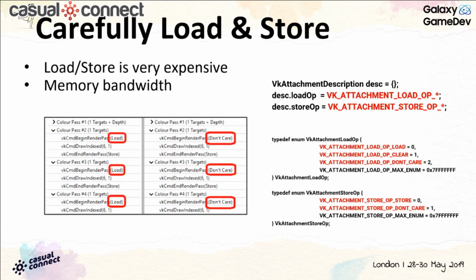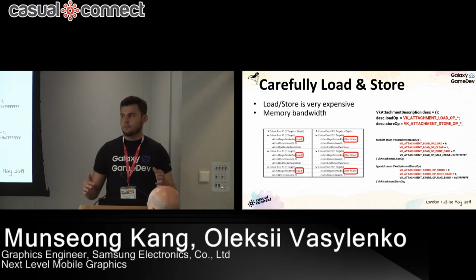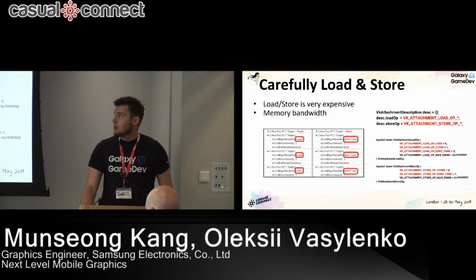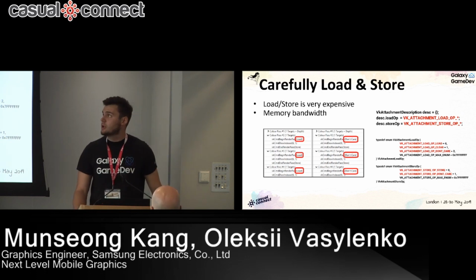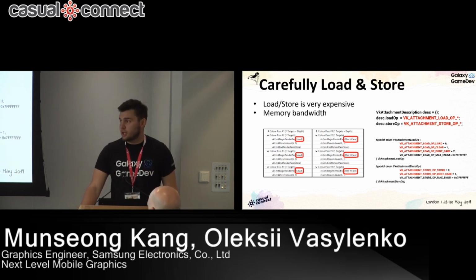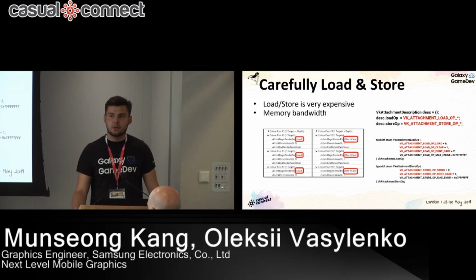Vulkan has such a concept, and with render passes you can specify, for input and output render targets, which data should be loaded and which data should be stored. So you can specify a variety of color attachments and a depth stencil attachment, and with the VkAttachmentDescription structure you can specify load and store operations for that attachment. So it's always worth remembering that if you don't need to read initial data from the frame buffer for your attachment, the best way to go is to use load operation don't care.